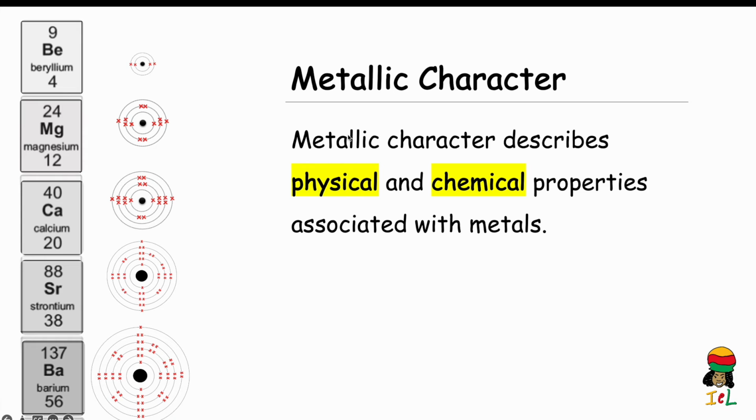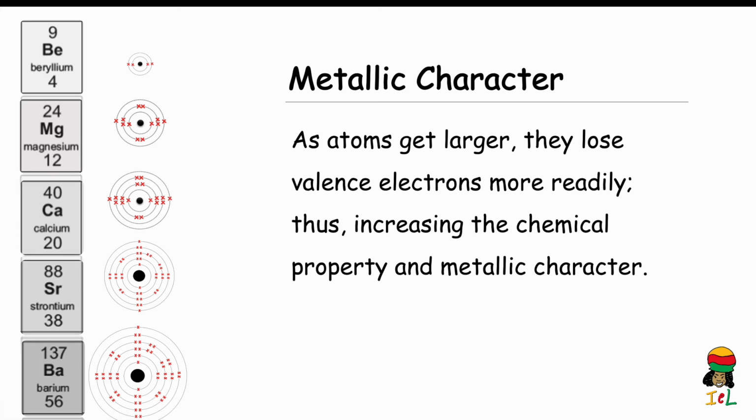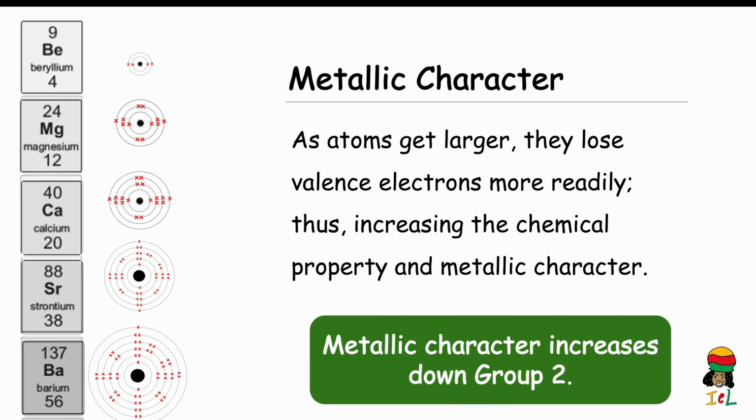The next group 2 trend is metallic character. The metallic character is described by the physical and chemical properties associated with metals. Physical properties include luster, high melting point, high density, high conductivity, whether thermal or electrical, while chemical properties depend on the capacity of atoms to lose their valence electrons readily. As atoms get larger, they lose valence electrons more readily, thus increasing the chemical properties and metallic character. Therefore, metallic character increases down group 2.